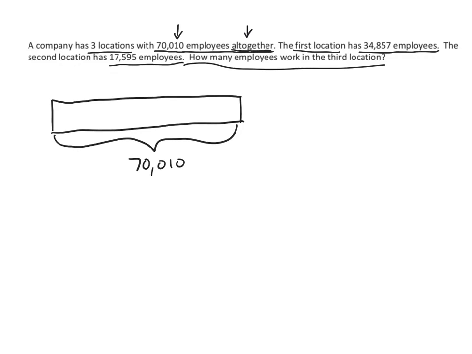Then I'm going to split my tape diagram into 3 different chunks because there are 3 different locations. I know the first location has this many employees in it, so I'm going to add that to my tape diagram. And the second location has this many employees. I'm going to add that to my tape diagram. And so what it looks like I need to solve is the amount of employees at this third location.